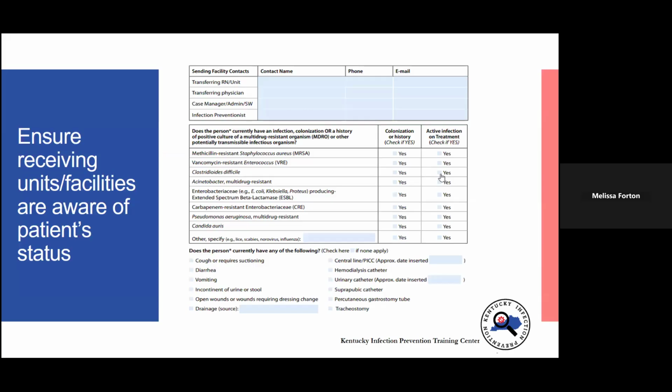We also want to make sure that if we have patients being transferred between units or between facilities, that receiving staff are aware of the patient's status. Now, this is an example of CDC's interfacility transfer communication form, but there are others that can be used. And it just is a good way to communicate this patient's colonization or MDRO history with the receiving facility.